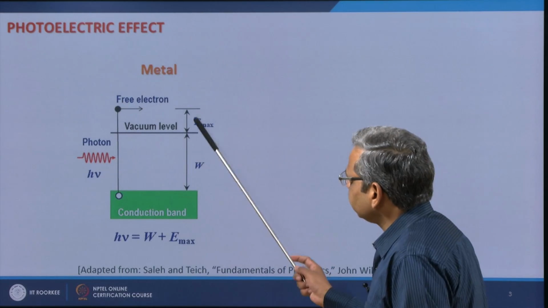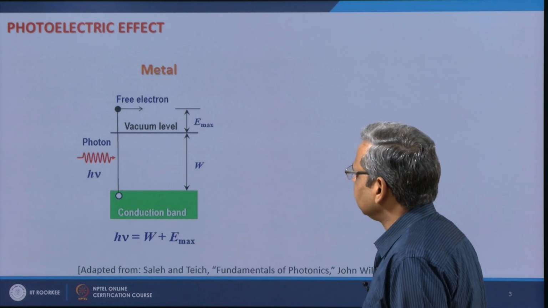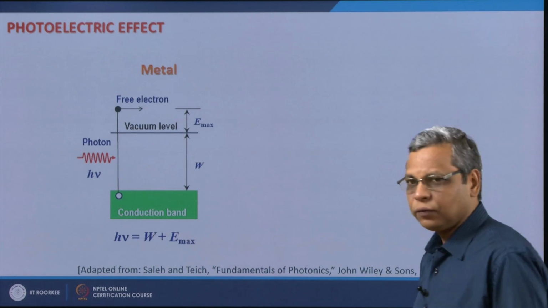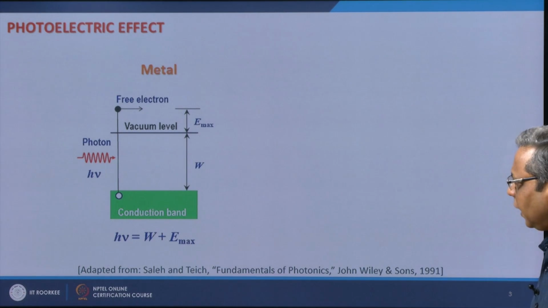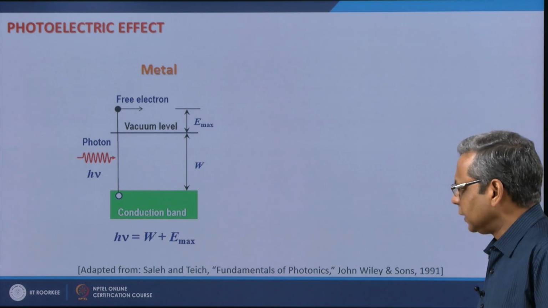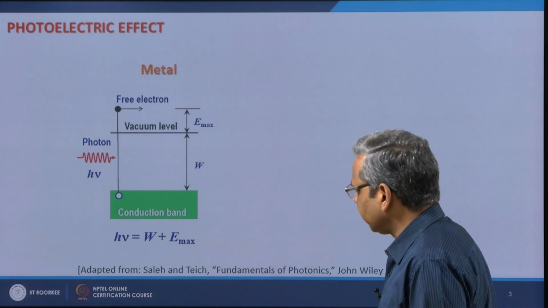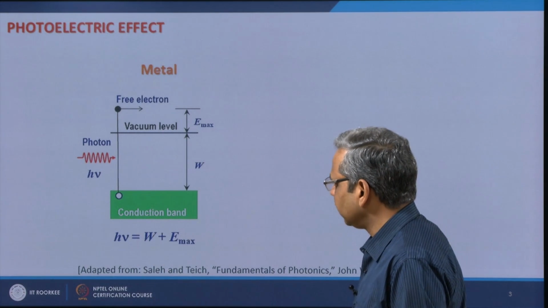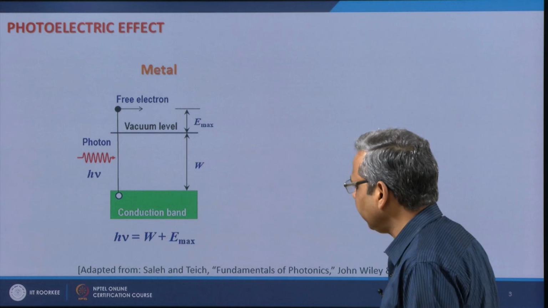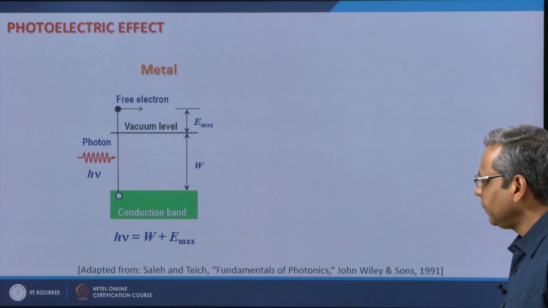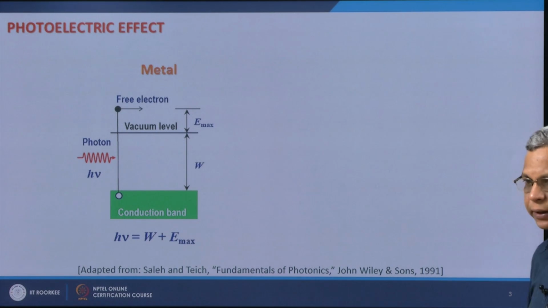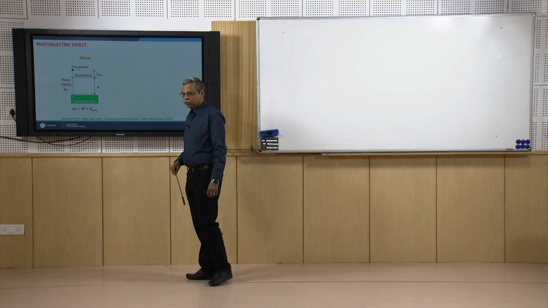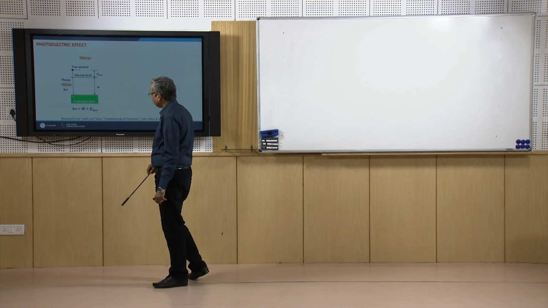The rest of the energy appears as the kinetic energy of the electron, and by the equation of conservation of energy we have h nu is equal to W plus E max. E max is the maximum kinetic energy of an electron, which occurs for the most loosely bound electron.